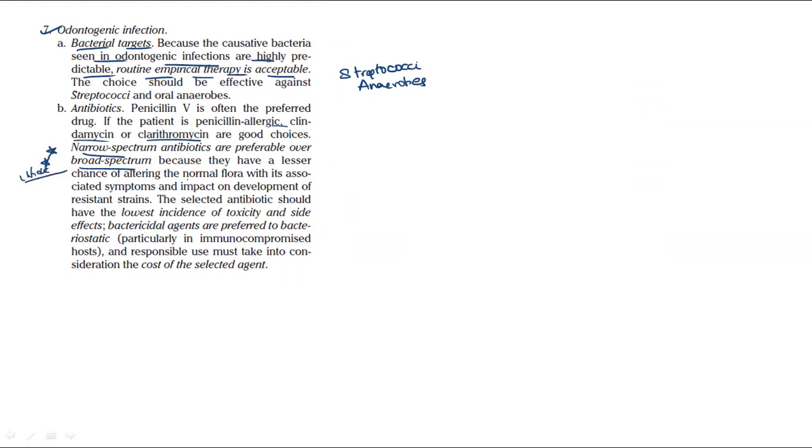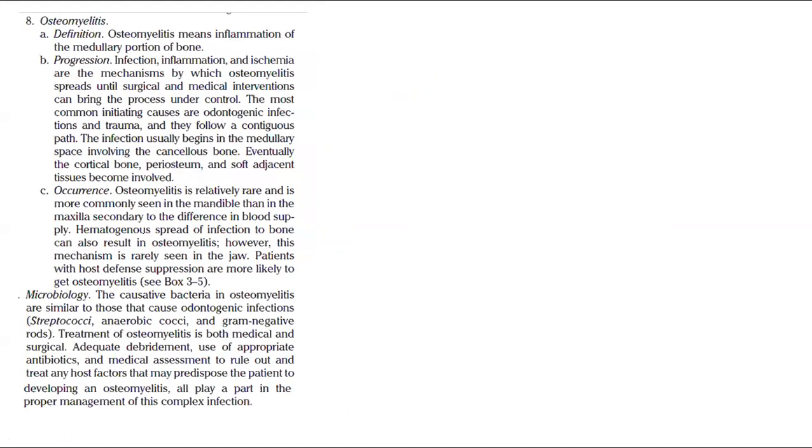Because they have a lesser chance of altering the normal flora with its associated symptoms and impact on the development of resistant strains. The selected antibiotic should have the lowest incidence of toxicity and side effects. That is, bactericidal agents are preferred over bacteriostatic, particularly in an immunocompromised host, and the cost of the selected agent must be taken into consideration. So bactericidal, where you're killing the bacteria, versus bacteriostatic, where you're stopping it. So when there is heavy infection, you should make sure that bactericidal agents are given.